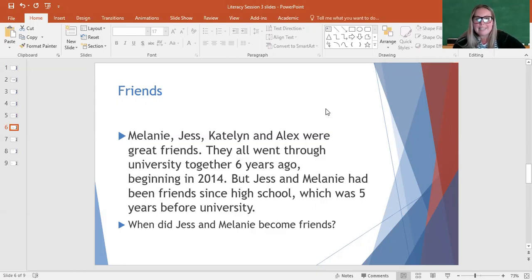So, Melanie, Jess, Caitlin, and Alex were great friends. They all went through university together 6 years ago, beginning in 2014. But Jess and Melanie had been friends since high school, which was 5 years before university. When did Jess and Melanie become friends? So I'm going to say the question again. When did Jess and Melanie become friends?